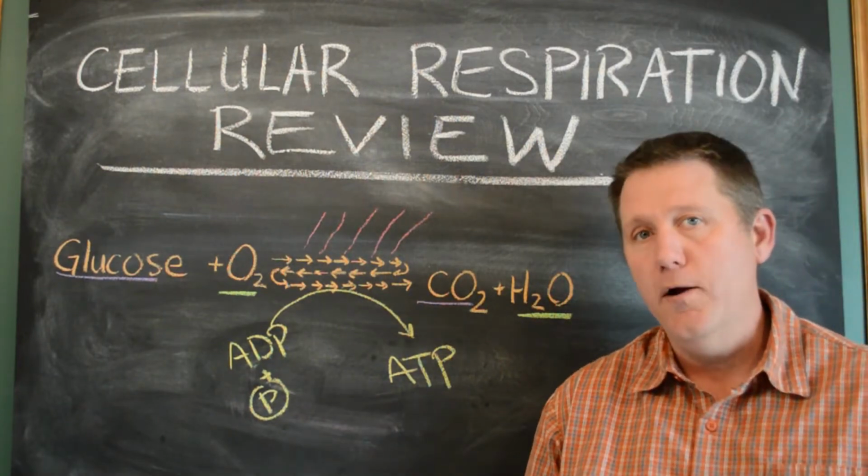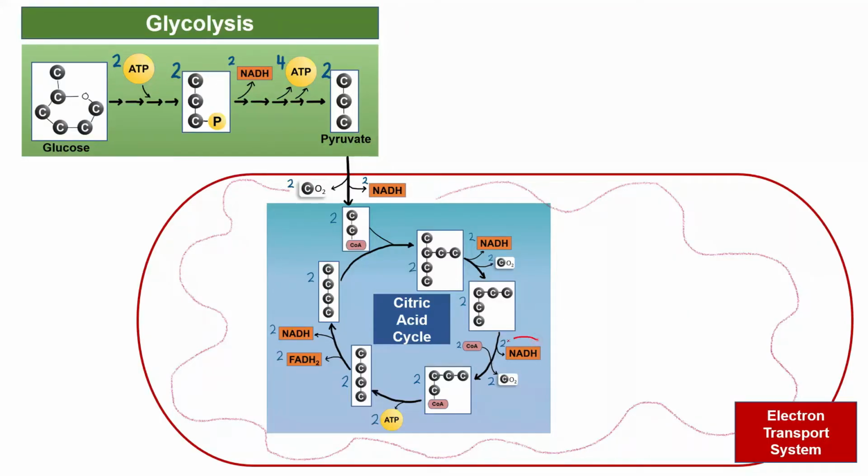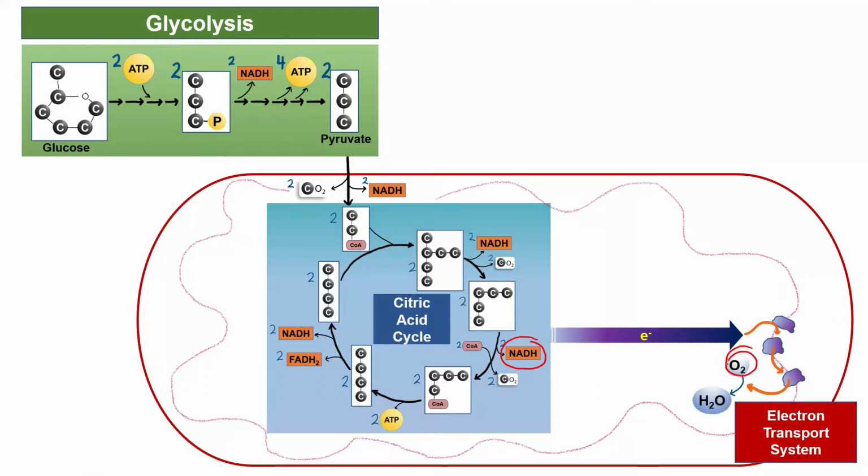In this next pass, I want to take a look at oxygen and how it's used to form water. Once the citric acid cycle is complete, all these electron carriers pass their electrons off into this electron transport chain, and they move through there, but they have to go somewhere, so they're given to oxygen, which combines with hydrogen to make water.